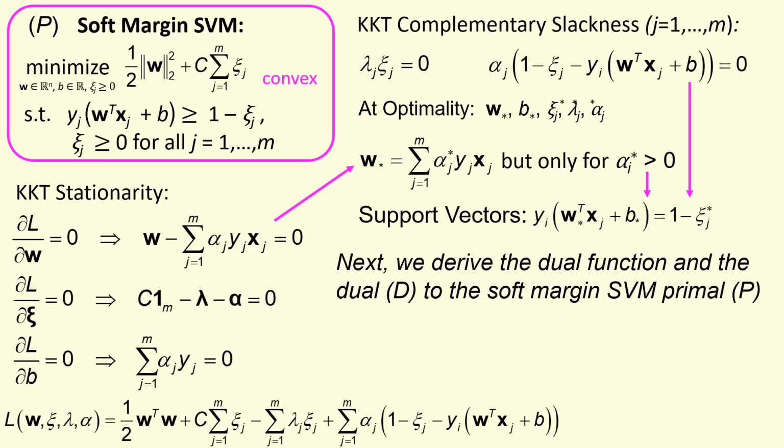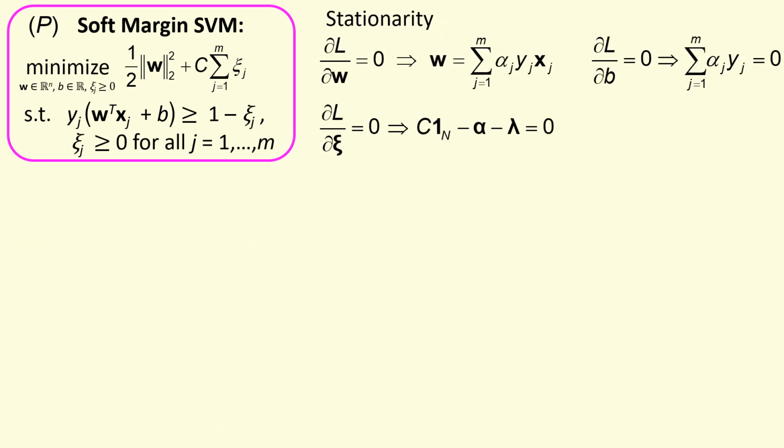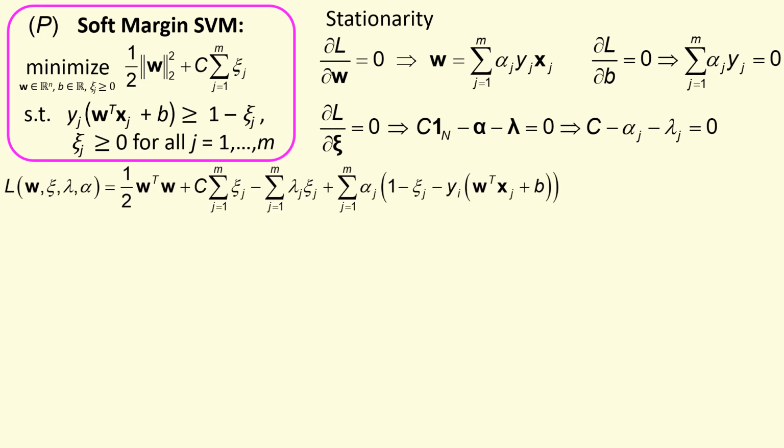So now let's derive the dual function and the dual to the soft margin support vector machine primal. Now I'll just say in advance, there's going to be a lot of symbols that we're going to run into. So the dual is obtained by eliminating w from the Lagrangian using all of our Karush-Kuhn-Tucker results. So here's our stationarity. And notice that we could have written that last vector one as C minus alpha sub j minus lambda sub j equals 0. And here's my Lagrangian.